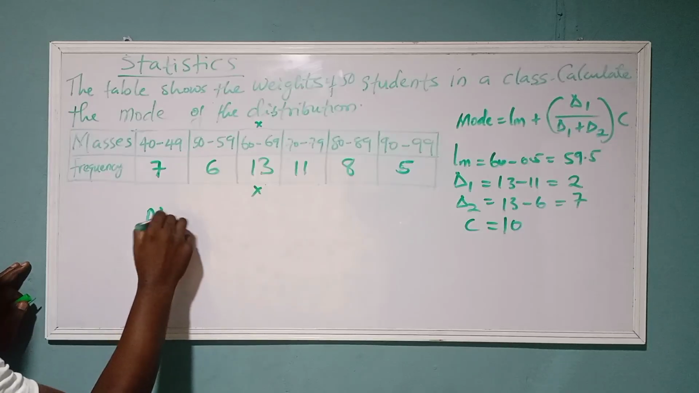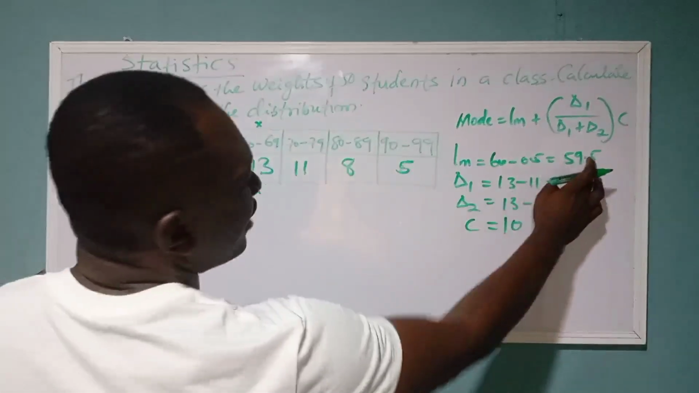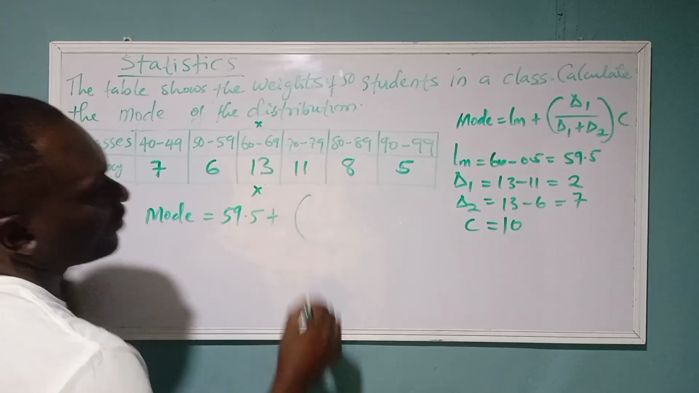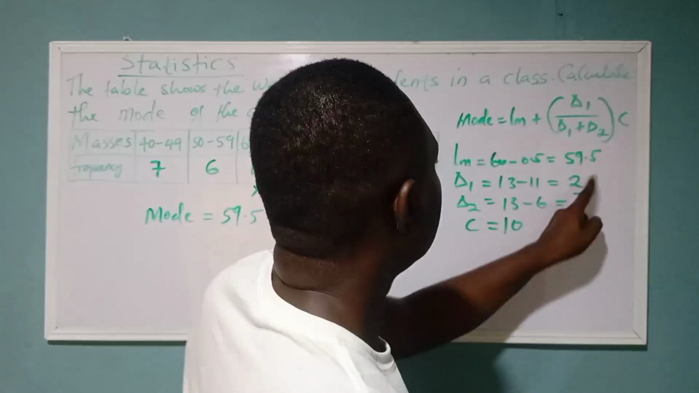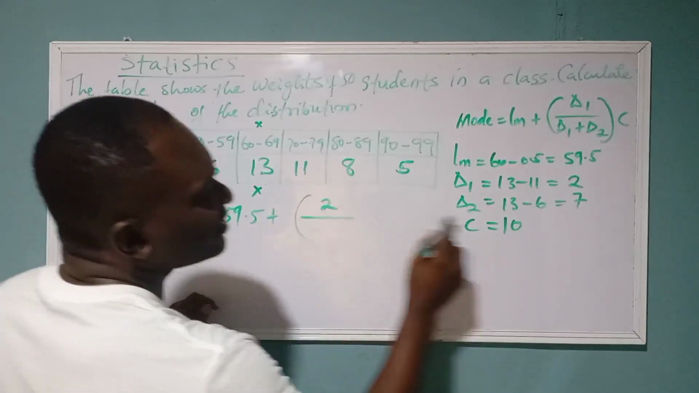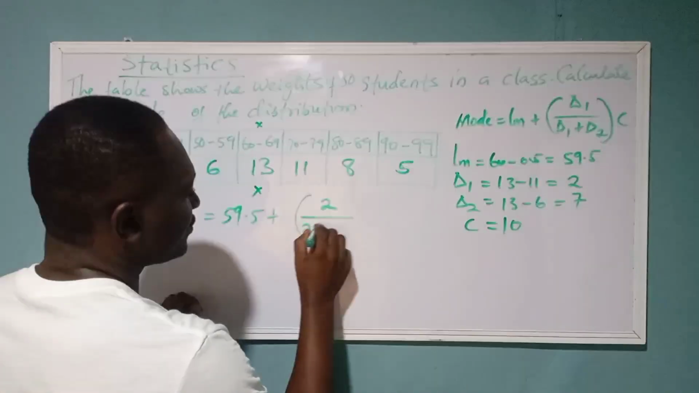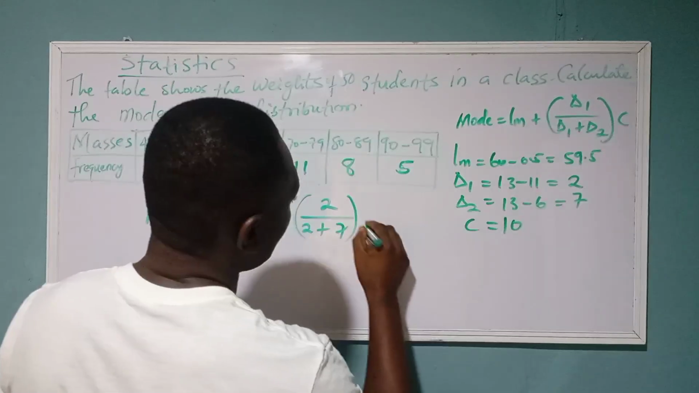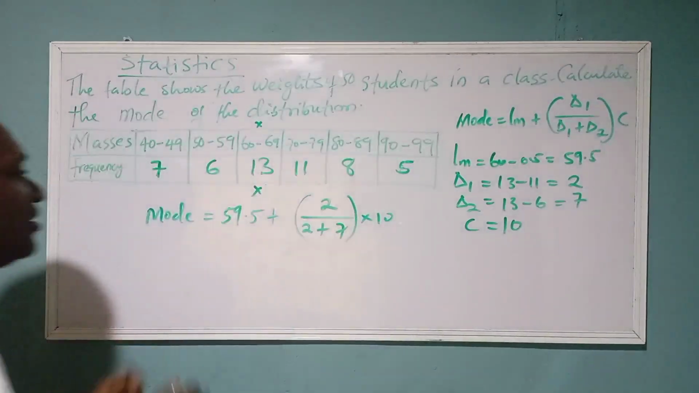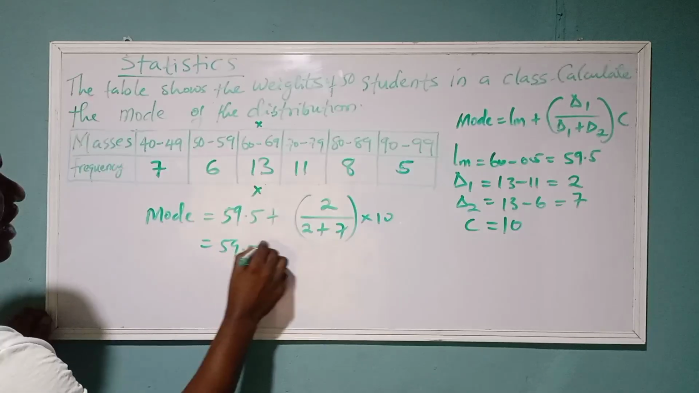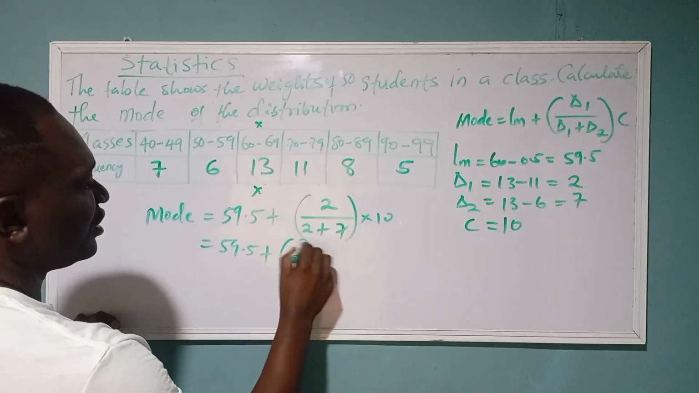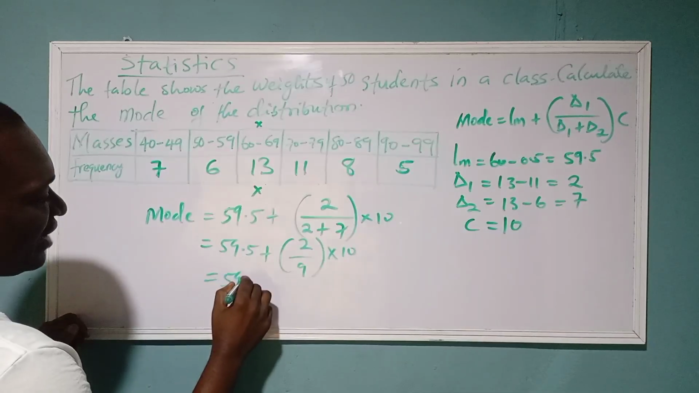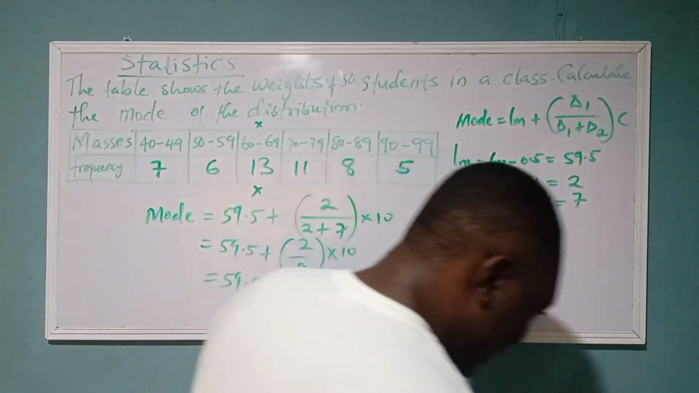So the mode is going to give us this value, 59.5. Then we have plus delta 1, which we have already found to be 2. Then we have delta 1 here as well, so 2 plus delta 2, which is 7. And then we are multiplying by the width, which is what? 10. Right? So we're going to be having 59.5 plus 2 divided by 9 times 10.